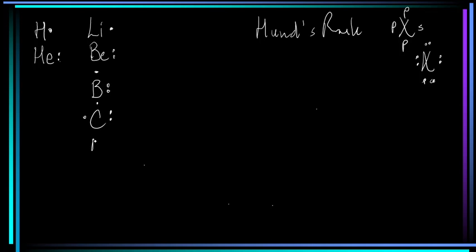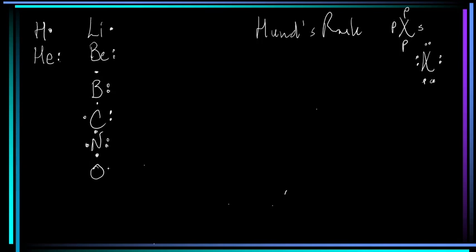Who would like to try nitrogen? Freddie. Then Kanan can do the next one. Two on the right, one on top, one on the left, one on the bottom. Kanan, how about oxygen? Two right, two top, one left, one down. Good. How about fluorine? Emma. Very nice.